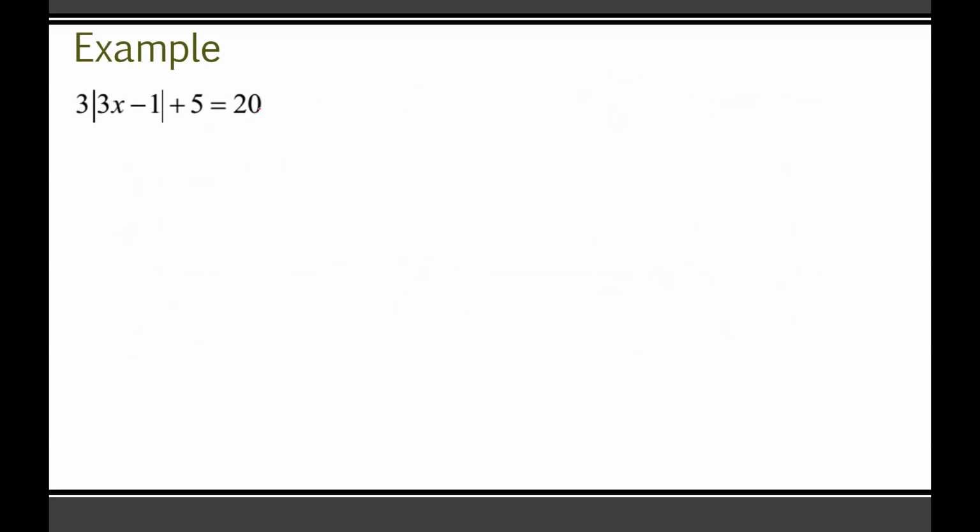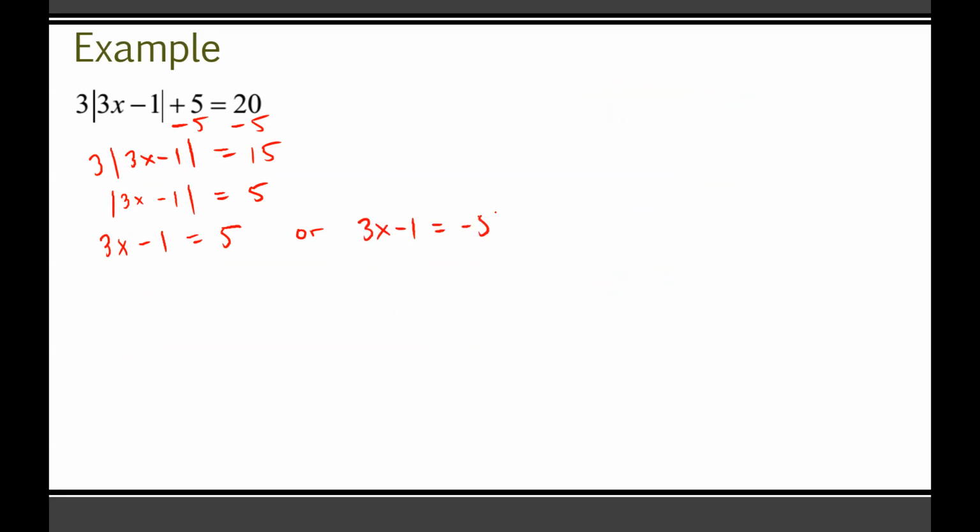So here we go. Let's minus 5 from both sides first because we want to get that absolute value all by itself. That's going to be 3 times the absolute value of 3x minus 1 equals 15. Divide by 3 on both sides now, and you get the absolute value of 3x minus 1 equals 5. Now that that absolute value piece is all by itself, let's just consider the two cases. 3x minus 1 could equal positive 5, or 3x minus 1 could equal negative 5.